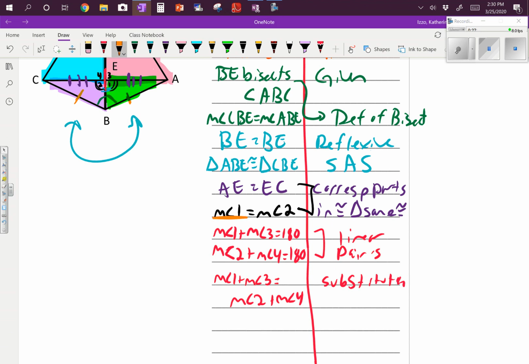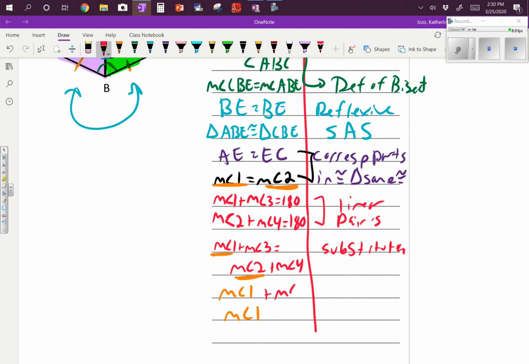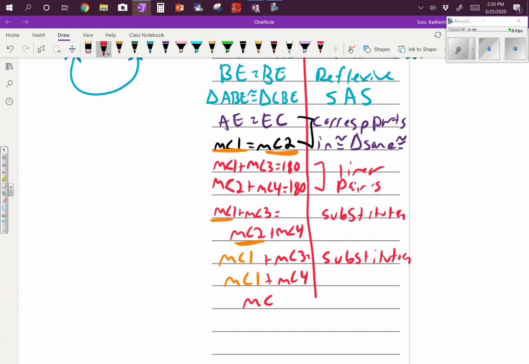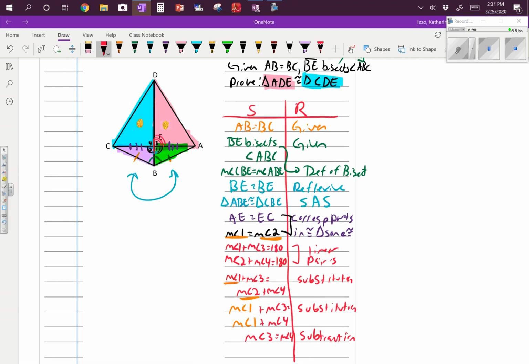Going back up here, we know that 1 and 2 are equal. So they can either both be 1 or both be 2. So let's change them both to 1. Plus measure angle 3 equals plus measure angle 4. That's our second substitution. And then I got measure angle 3 equals measure angle 4 by subtraction, because I just killed off that measure angle 1. So now I've got measure angle 3 and measure angle 4.